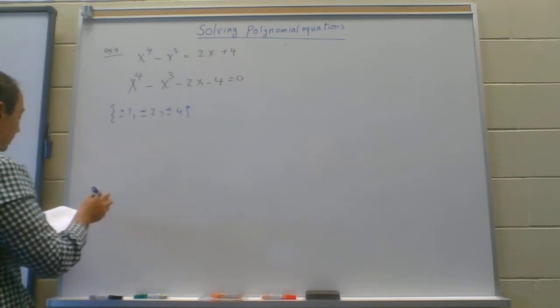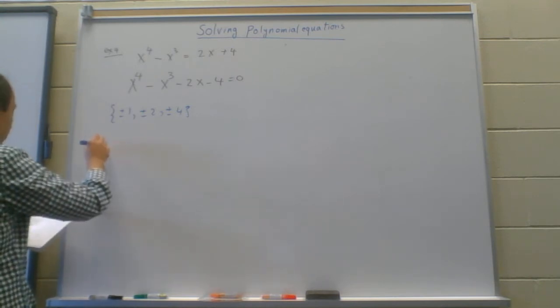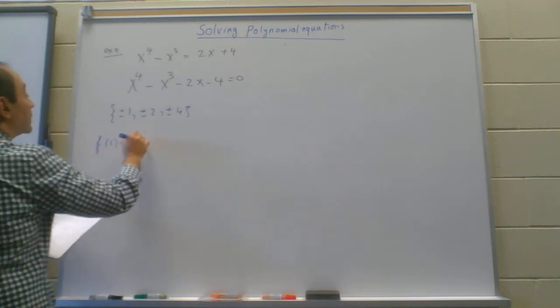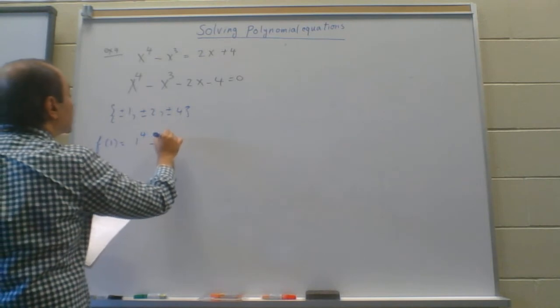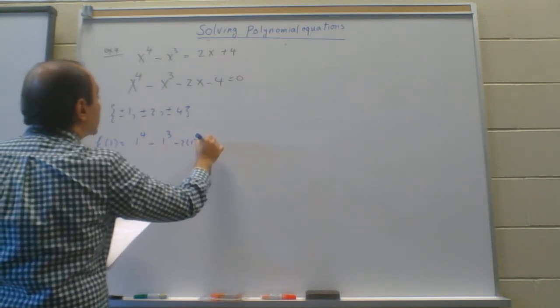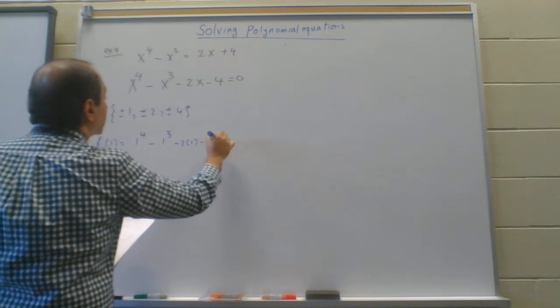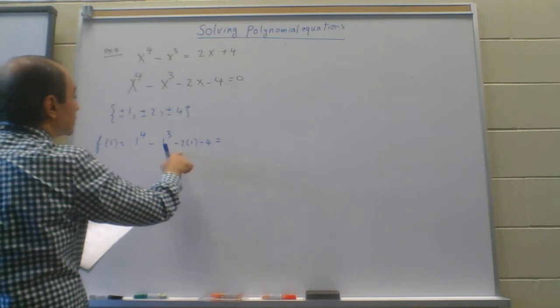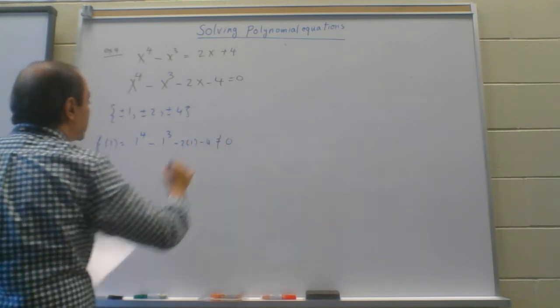So let's try f of 1. F of 1 is 1 to the power of 4 minus 1 cubed minus 2 times 1 minus 4. And that doesn't equal 0, because 1 minus 1 is 0, and here we get negative 6, so that doesn't equal 0.